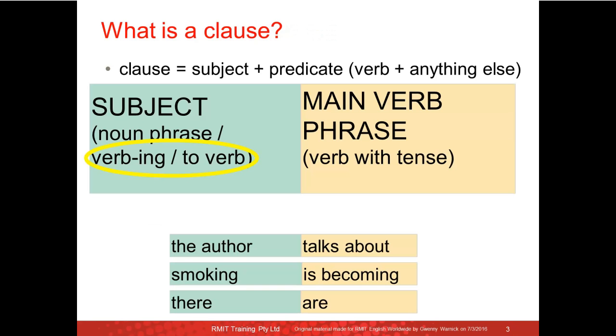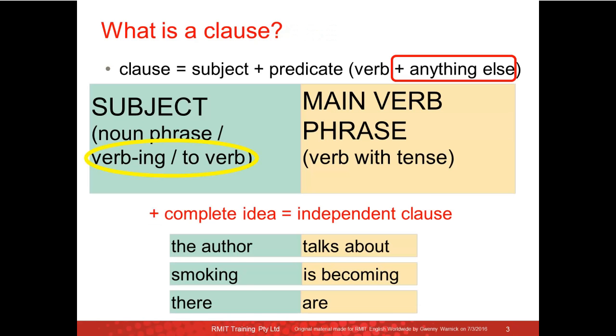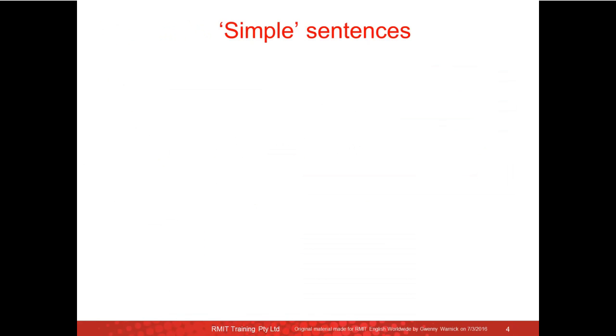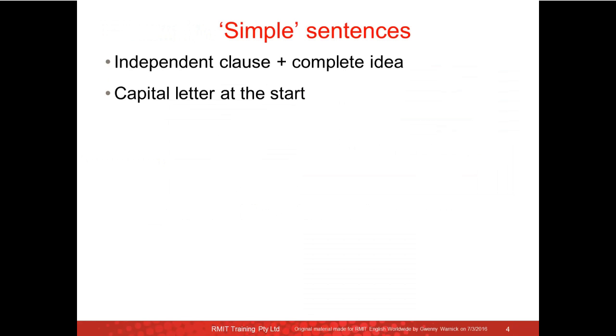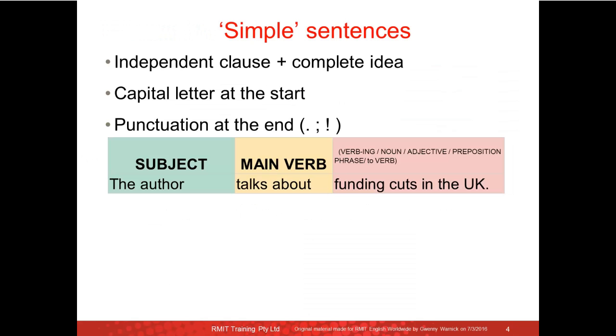The author talks about, smoking is becoming, there are all examples of subjects and verbs, but to make an independent clause, we need to add the anything else part to the predicate to complete our idea, and this will allow us to make a simple sentence. So, when we have an independent clause, a subject plus a predicate, that expresses a complete idea, and we put punctuation with it, so a capital letter at the start and something to signal the end of the sentence, for example a full stop or maybe occasionally a semicolon, then we have a simple sentence.